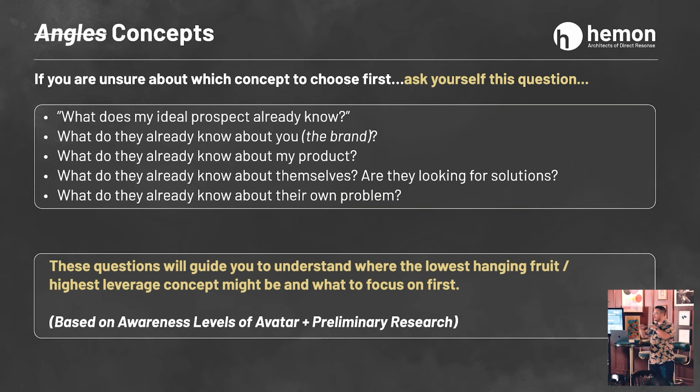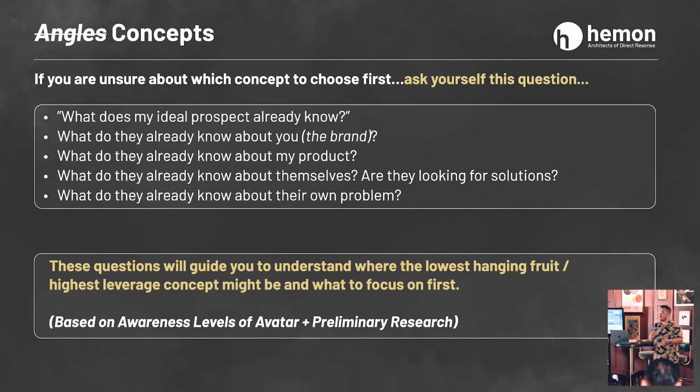Right? So if you really want an easy guide of how to start going down this path, you can take these questions. I'll go over them briefly. You can screenshot it, take a picture, whatever. But essentially, it's like, what does my ideal prospect already know? What do they already know about you, your brand? What do they already know about your product? What do they already know about themselves? Are they looking for solutions? What do they already know about their own problem? This will guide you into figuring out where they are in their state of awareness.